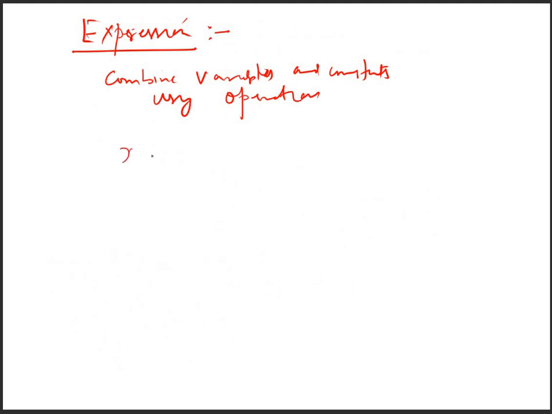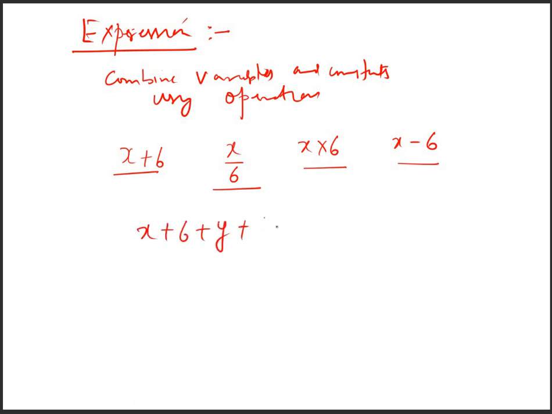So if I say X plus 6, or I say X divided by 6, or I say X times 6, or if I say X minus 6, these are called expressions. Now, I can combine any number of variables and constants with any number of operations.